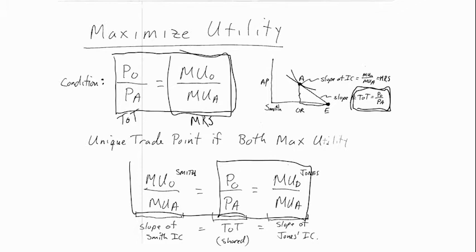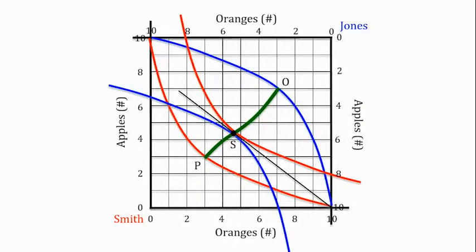And then both of these have to be true simultaneously. Smith's got to be maximizing utility. Jones is maximizing utility at the same time and for the same shared terms of trade. Because when they trade with each other, the trading ratio, the terms of trade, has to be identical for both Smith and Jones because they're trading with each other. All right, now let's visualize that.